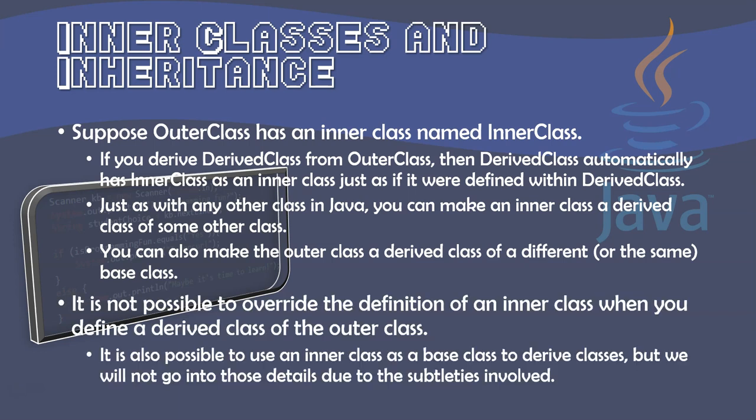Now, one thing to note, it is not possible to override the definition of an inner class when you define a derived class of the outer class. You can't change it. It's pretty much fixed in that original base class. It is possible to use an inner class as a base class to derive additional classes, but we're not going to go into those details because there's a lot of subtleties and nuance involved in doing so.